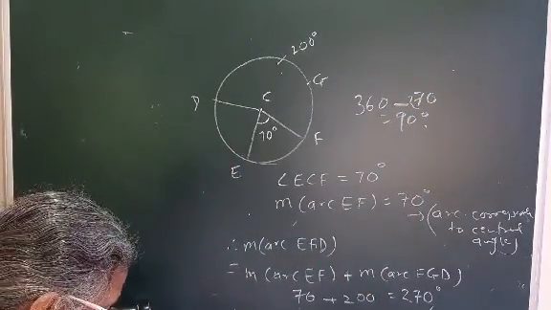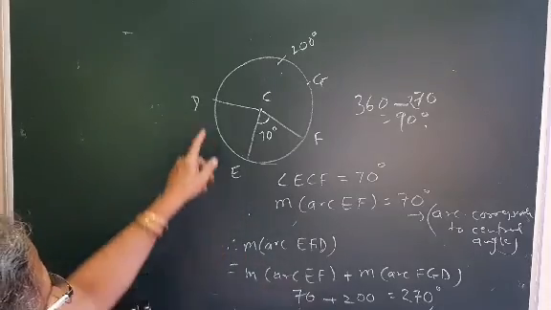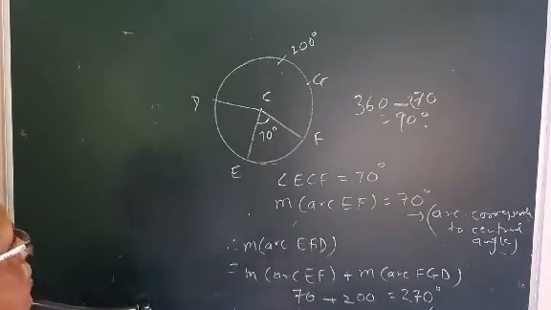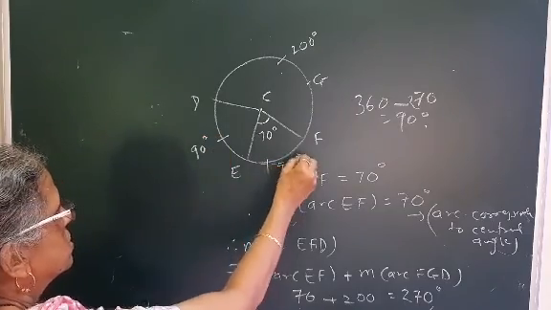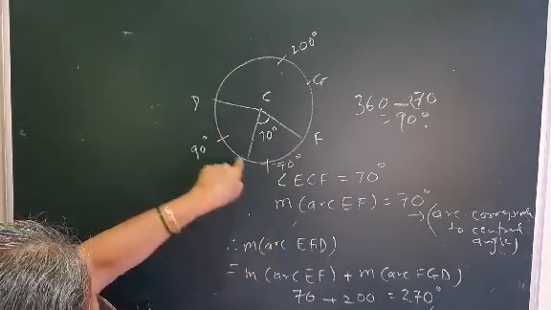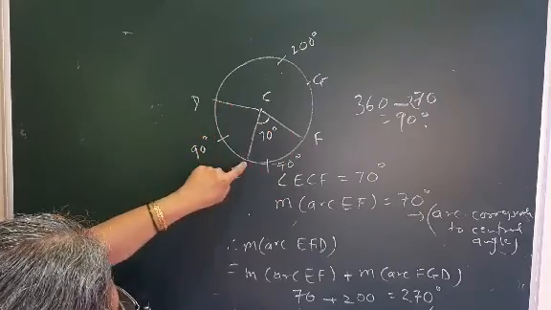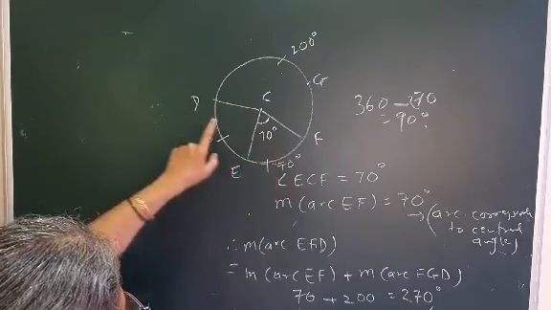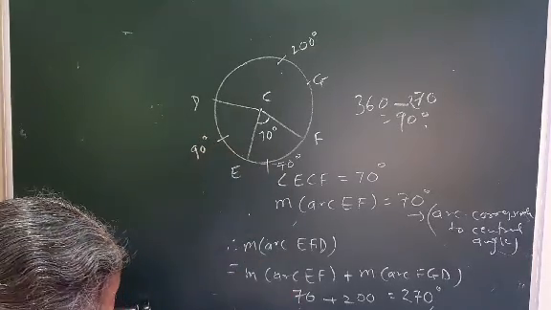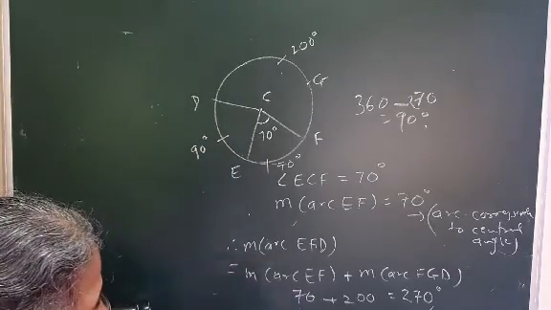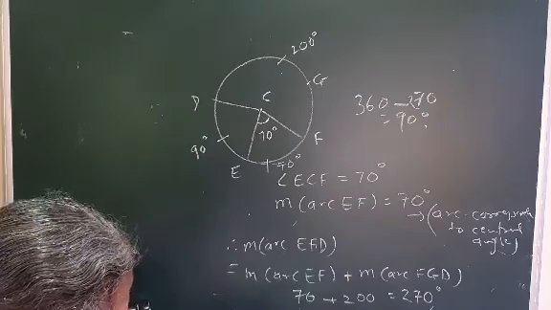Then major arc DEF. So you have now this 90 degrees, you have now this 70 degrees. So you can write major arc DEF is equal to major arc DE plus major arc EF. That is arc addition property. You have to write the reason. 90 plus 70, 160 degrees. So that is the first answer from practice set 3.3.